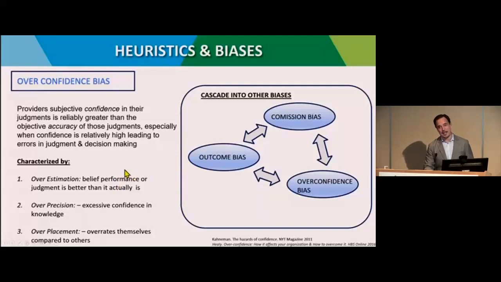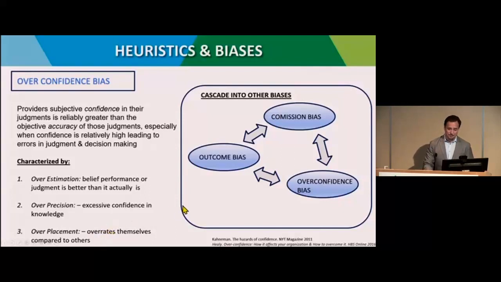And it's really predicated on three concepts or three pillars to overconfidence, if you want to say. There's overestimation, which is a belief our performance or judgment is better than it actually is. There's overprecision, which is excessive confidence in our knowledge and that we get it right consistently, when if you looked at it systematically, we might get it right a fairly high percentage of the time, but certainly not every time. And then overplacement, which is when we overrate ourselves when we compare ourselves to our colleagues.